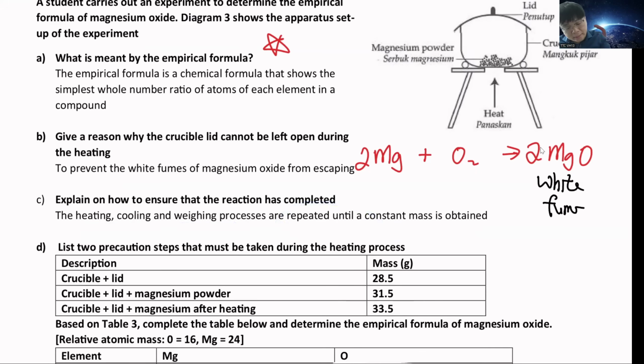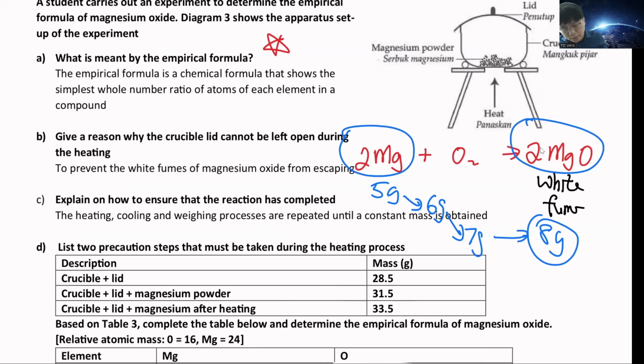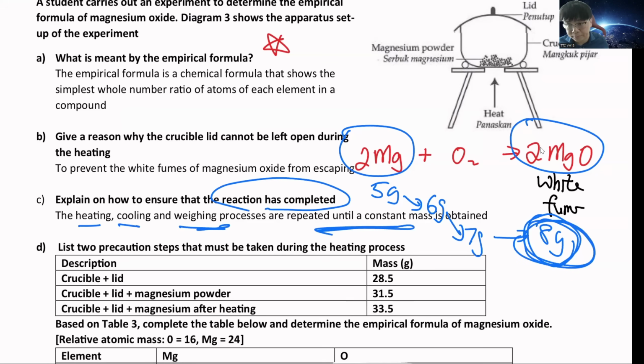For example, magnesium here, assuming this is 5 gram. After it becomes magnesium oxide, the mass increases to 8 gram. If you burn halfway, only 20%, maybe it increases to 6 gram. You burn again, you get 7 gram. You burn again until 8 gram. When all the Mg changes to MgO, the mass will stop at 8. It shows that the reaction is complete. That's why you heat, cool down, and measure the mass until the mass stops at a number, meaning the reaction is complete.